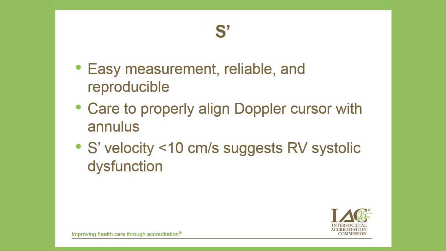Okay, so S prime is the next thing we're going to do. We do this with tissue Doppler, very, very similar to what we do with the left ventricle. It's an easy measurement, it's reliable, and it's easily reproducible. We take care in properly aligning the Doppler cursor with the annulus. Again, this is very important. It may mean that you slide the transducer ever so slightly over the right ventricle just to line this up, but just be careful not to do this from an exaggerated angle. So our S prime velocity, if it's less than 10 centimeters per second, suggests that there's RV systolic dysfunction.